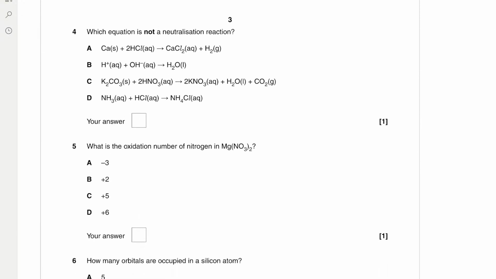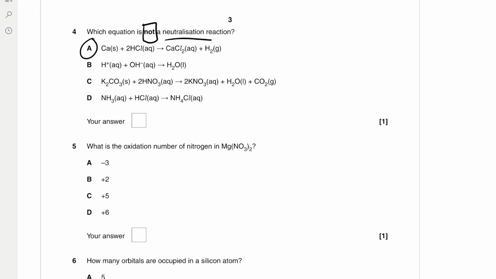Question 4. Which equation is not a neutralization reaction? So the key words there are not, and also neutralization. Let's have a look at A. We've got Ca, which is a metal, reacting with HCl, which is an acid, forming a salt and H2 gas. Straight away that looks like it's not neutralization to me, because a metal is reacting with acid, and a neutralization reaction is a reaction in which an acid reacts with a base. So I think that is the answer, but let's just check.